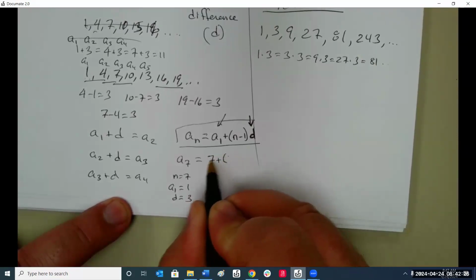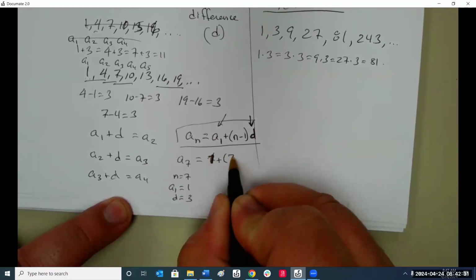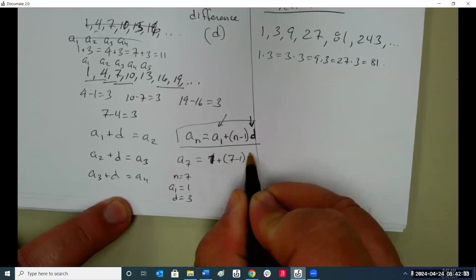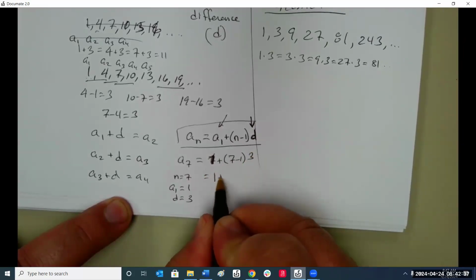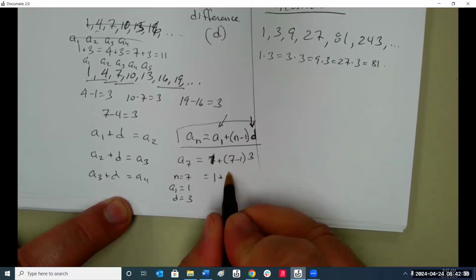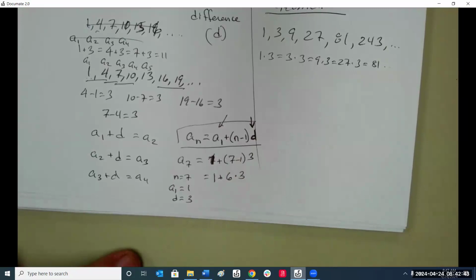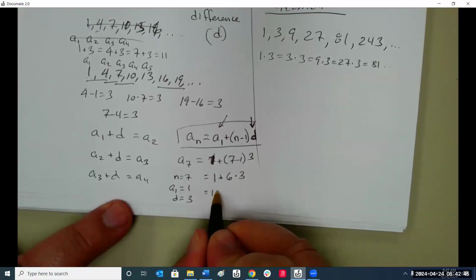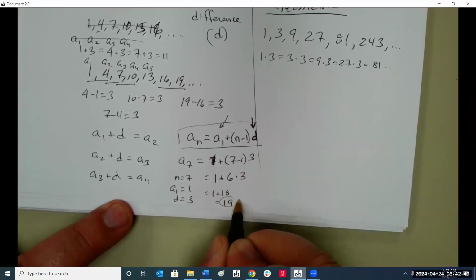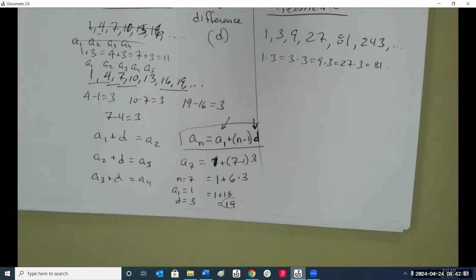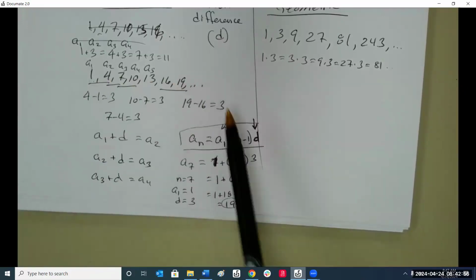7. A1 is 1. Then I have 7 minus 1 times 3. So 1 plus 7 minus 1 is 6. 6 times 3 is 18. Add 1, I get 19. So my seventh number of my sequence is the number 19. Sure enough, it is.